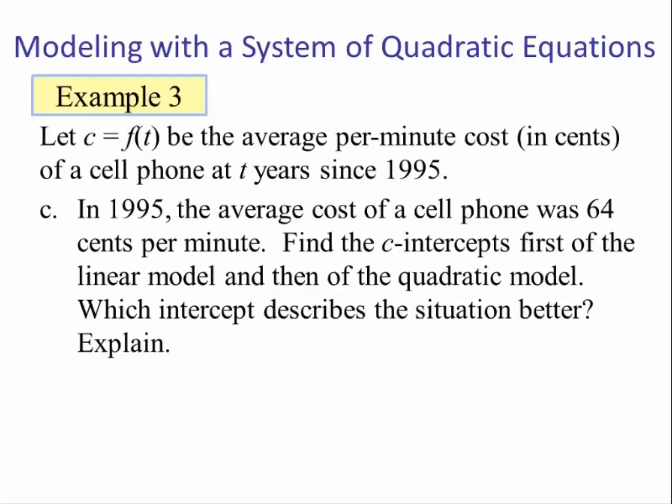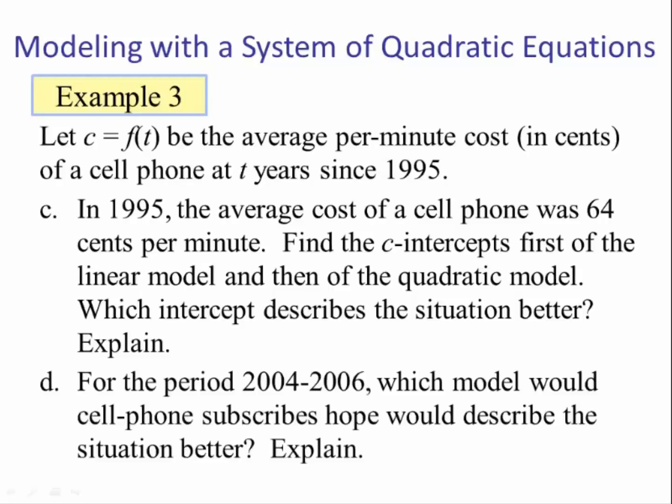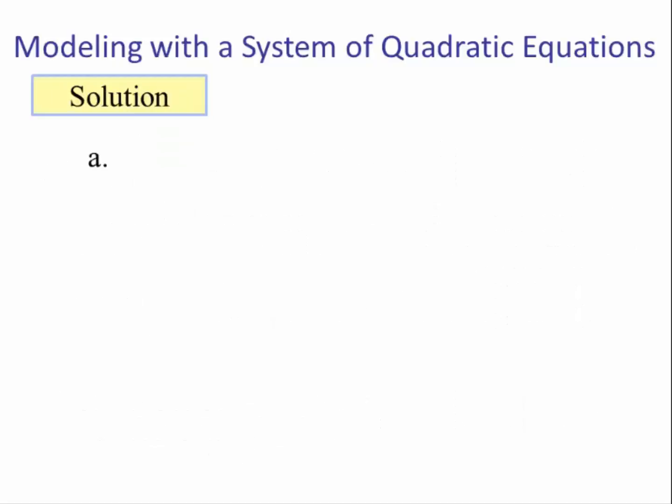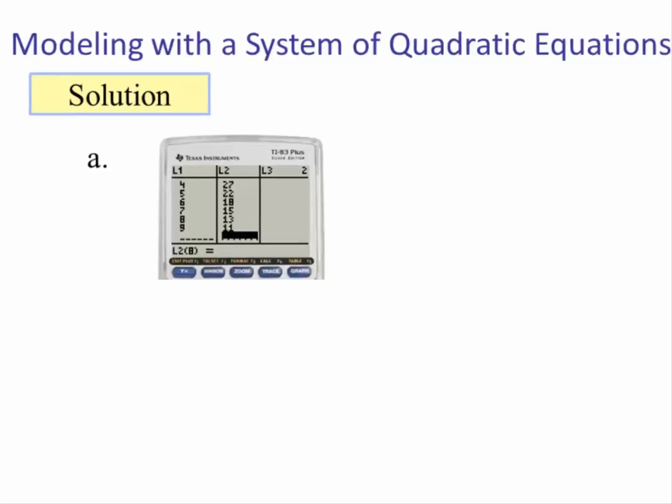C. In 1995, the average cost of a cell phone was 64 cents per minute. Find the c-intercepts, first of the linear model and then of the quadratic model. Which intercept describes the situation better? Explain. And D. For the periods 2004 to 2006, which model would cell phone subscribers hope would describe the situation better? Explain.